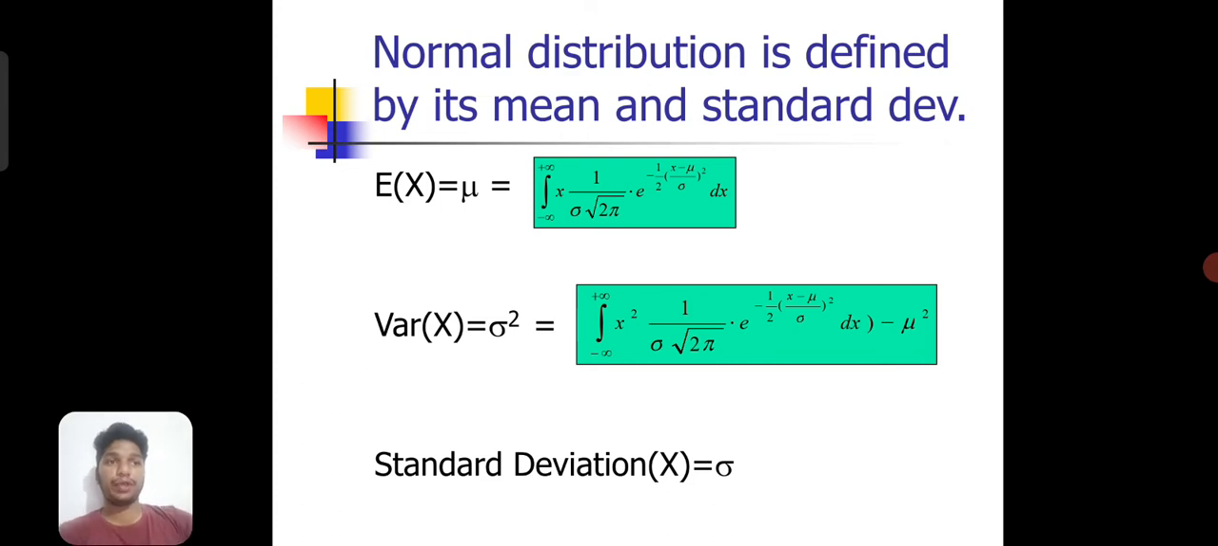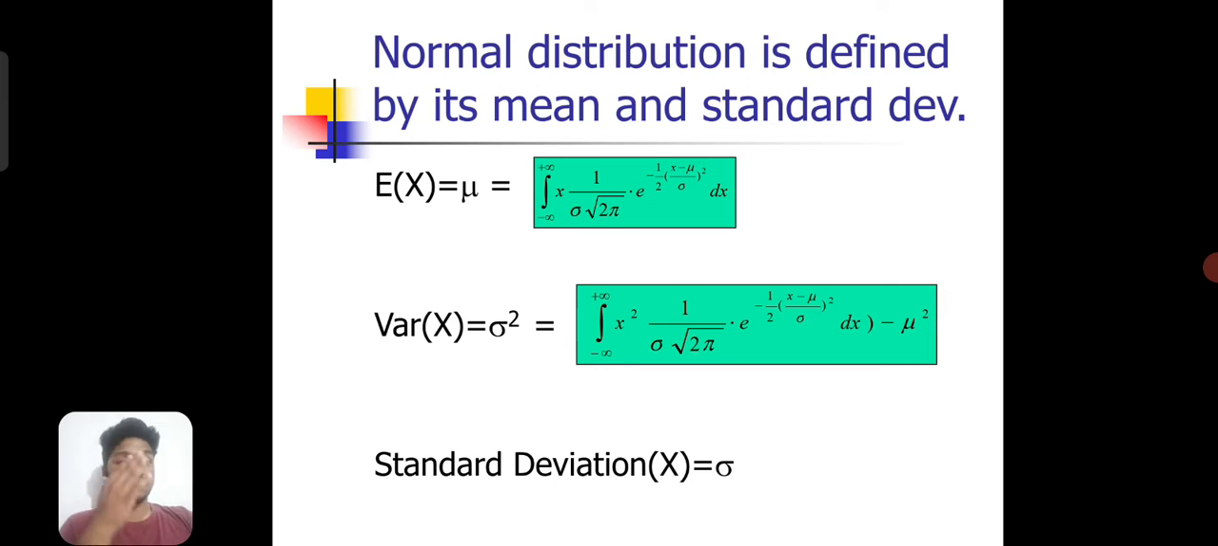E of x equals mu, which equals the integration from minus infinity to plus infinity of x into 1 by sigma under root 2 pi into e to the power of minus 1 by 2 x minus mu by sigma whole square dx. Variance of x equals sigma square, which equals the integration from minus infinity to plus infinity of x square into 1 by sigma under root 2 pi into e to the power of minus 1 by 2 x minus mu by sigma whole square dx, minus mu square. Standard deviation of x equals sigma.